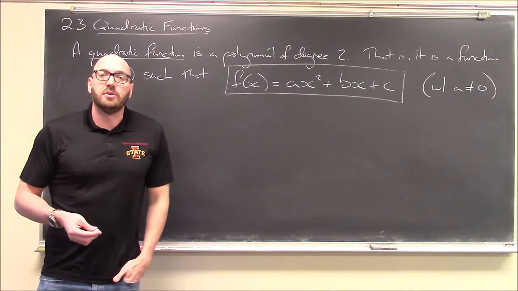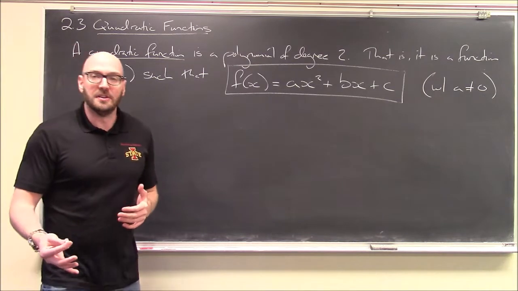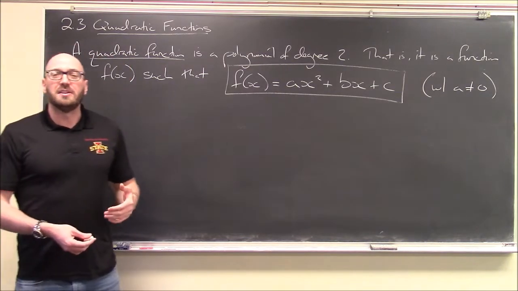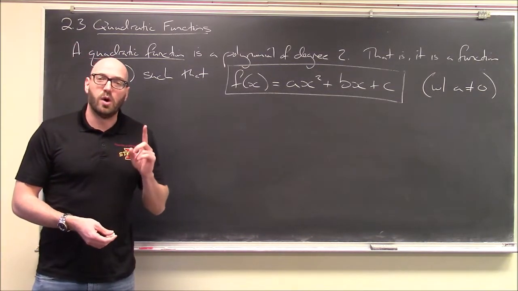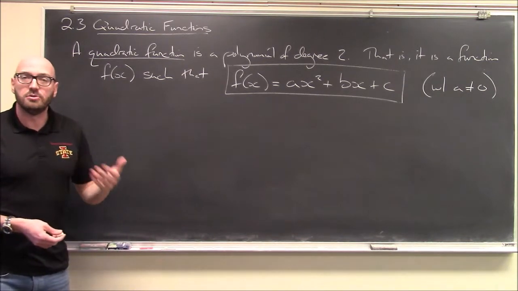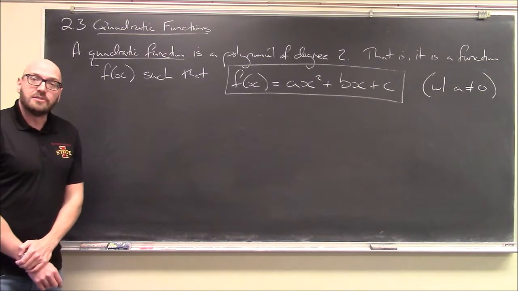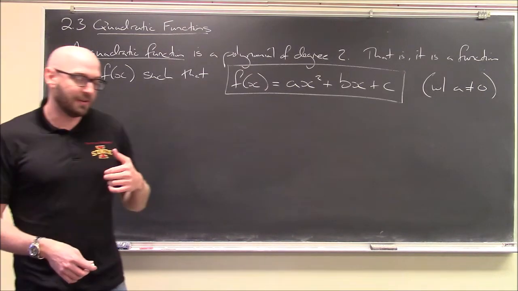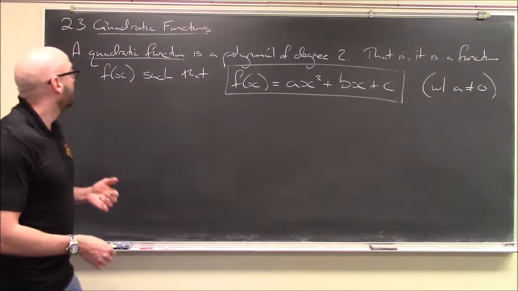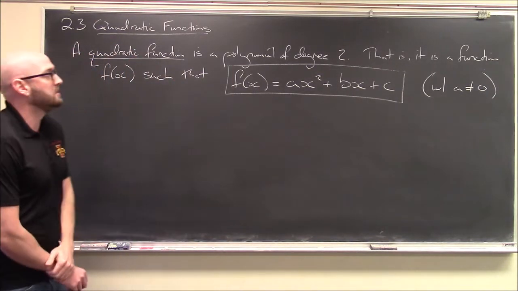We spent a lot of time recently talking about graphs of straight lines, graphs of linear functions, which if you think about it, a linear function is really just a polynomial of degree 1. So what we're going to do today is move on to section 2.3, quadratic functions, the next natural step here. Instead of looking at polynomials of degree 1, we're going to move on. A quadratic function is a polynomial of degree 2. So we're going to look at functions of this type.